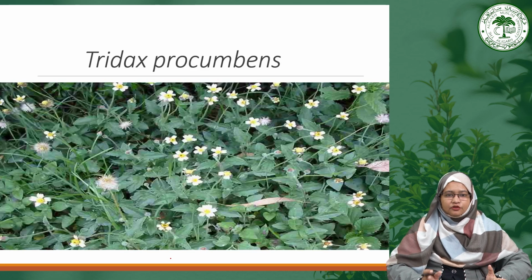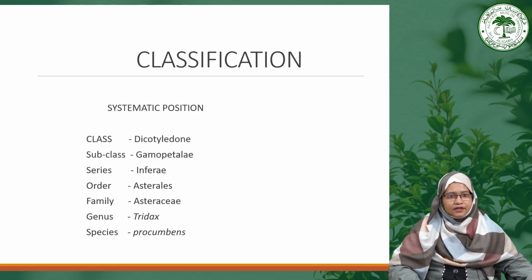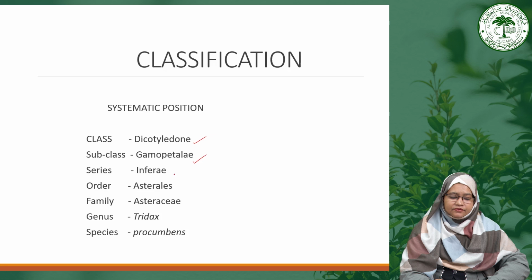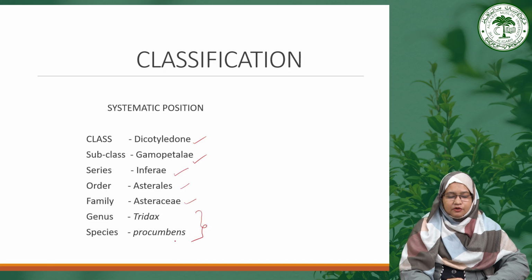And one of the most common ones is Tridax procumbens, which is growing in a wild condition. And if you see the systematic position of Tridax, it belongs to the dicotyledons, subclass Gamopetalae. The series is Inferae, the order is Asterales and the family is Asteraceae and the genus is Tridax and the species is procumbens.